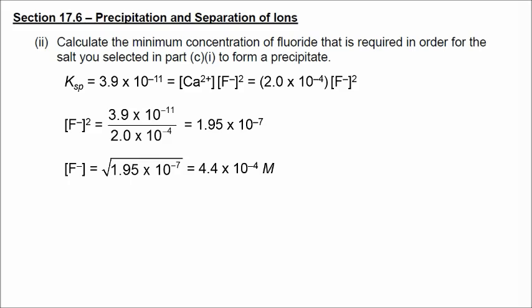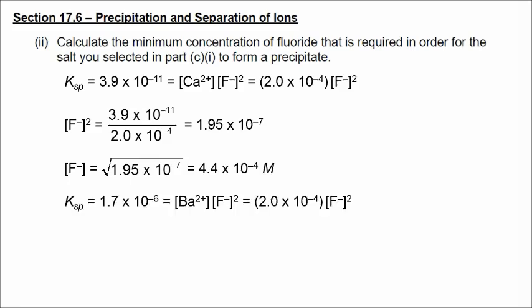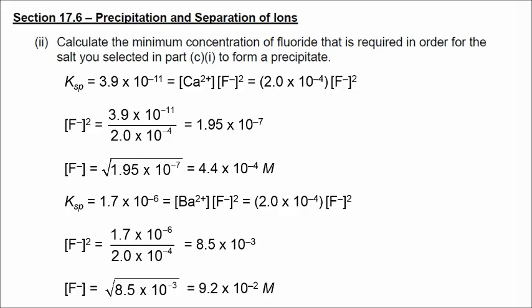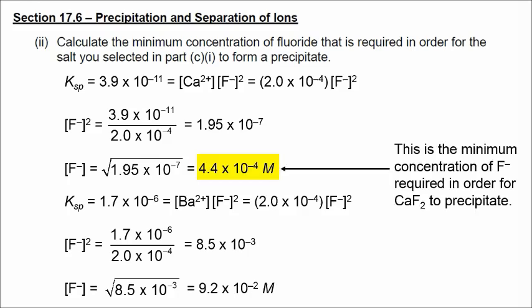Now, you didn't have to do the following calculation I'm doing right now, but I'm going to go ahead and do it for barium fluoride just to prove a point. So I calculated how much fluoride there would need to be to precipitate barium fluoride. Now you can see that 9.2 times 10 to the negative 2 is a greater number than 4.4 times 10 to the negative 4. So what does that prove? That the amount of fluoride I need to precipitate calcium fluoride is less. So that's the first salt that should precipitate. That number is the minimum concentration of fluoride required to get the calcium fluoride to precipitate. So if I add this sodium fluoride solution slowly, I can keep the barium from precipitating and focus on the calcium since its KSP is smaller.